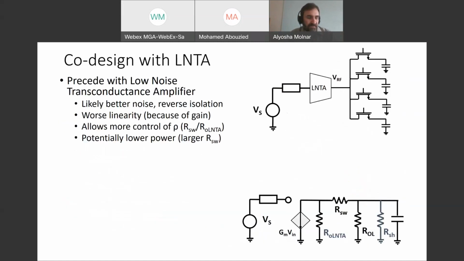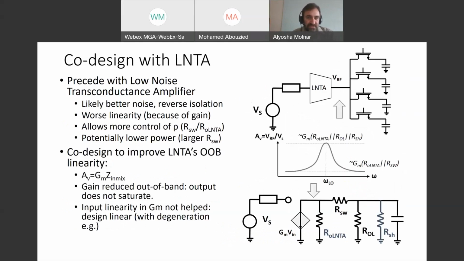This also directly impacts how I co-design with an LNTA, because now what I want to do is present a reasonably high output impedance on the LNTA, because that's what the mixer wants to see. And when I do that, I also naturally protect the output of the LNTA, because it sees a high impedance and therefore real gain in band, but then a suppressed gain out of band, which protects it from those out of band interferers.